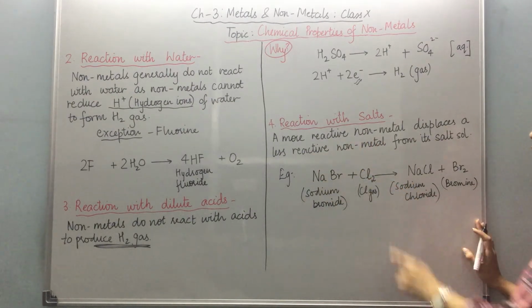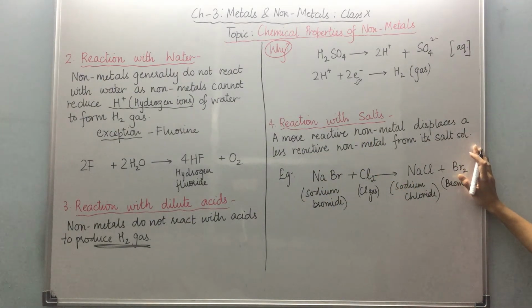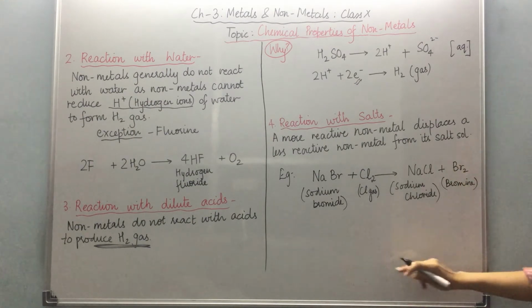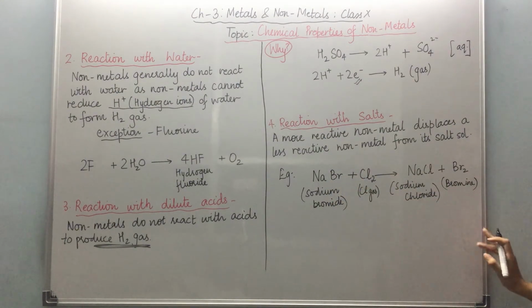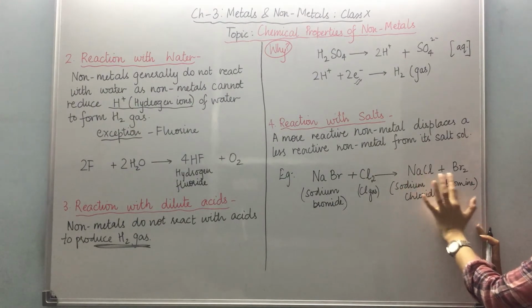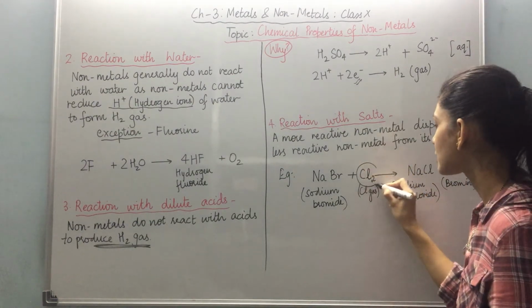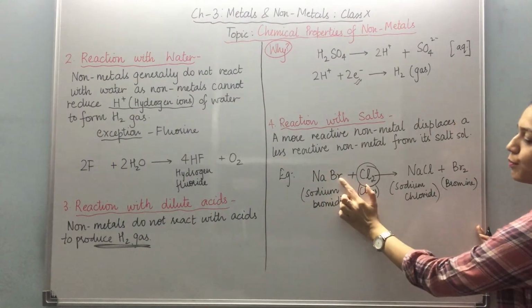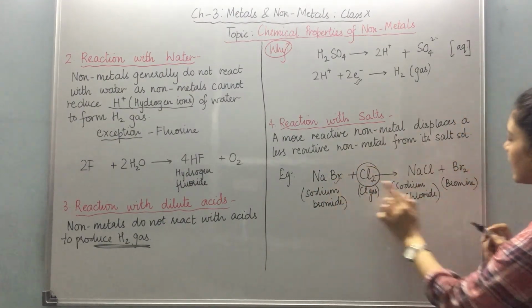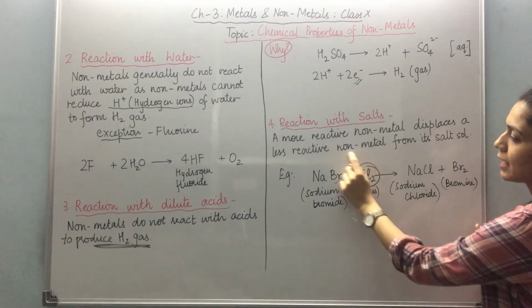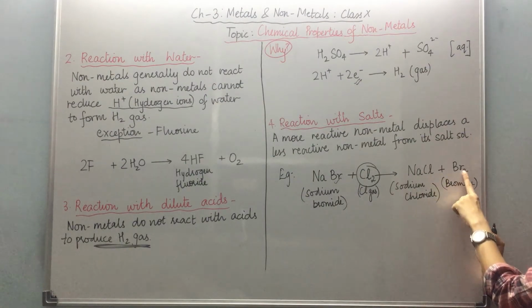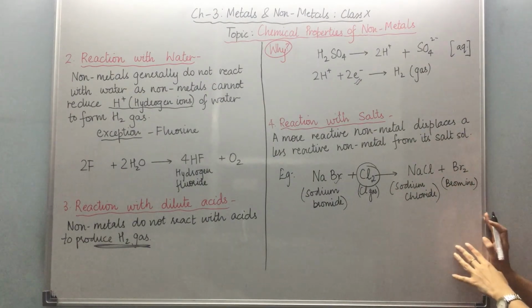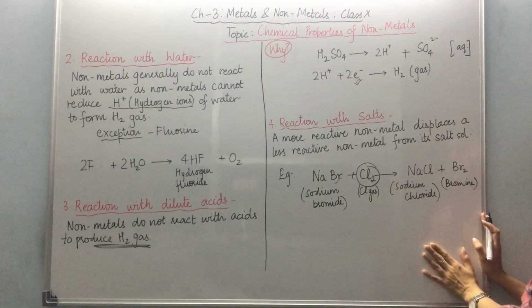Reaction with salts. A more reactive non-metal displaces a less reactive non-metal from its salt solution. Again, a displacement reaction is happening. For example, sodium bromide combines with chlorine gas. Now what happens? It forms sodium chloride and bromine. Since chlorine is more reactive than bromine, the bromine gets displaced and chlorine gets attached to form sodium chloride, and bromine is left out separately. It is displaced from its position. So therefore, it is a displacement reaction.